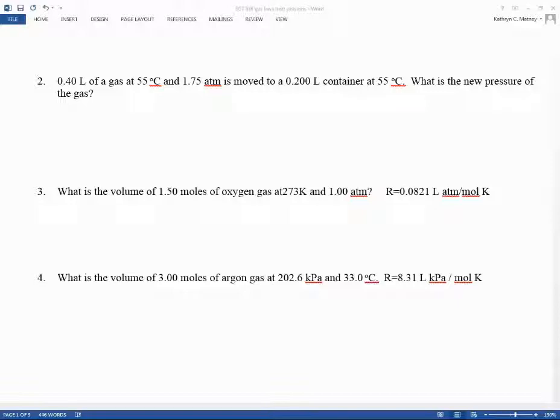Who has an answer for me? What did you get for your number four, your volume? 37.652. Okay, so that's an unrounded answer. Four sig figs, three sig figs, four sig figs. I need to round that to three sig figs. How do I round that to three sig figs? 37.7. The unit is liters.